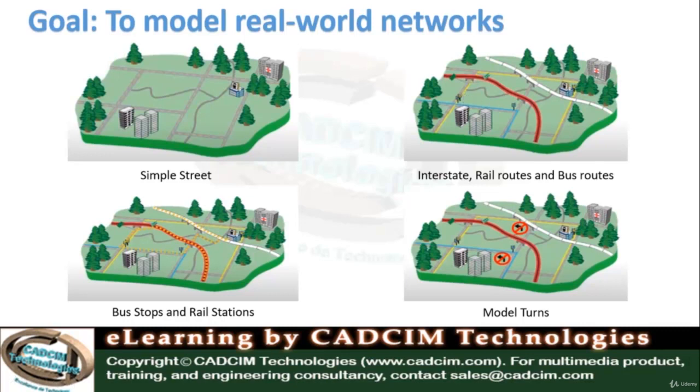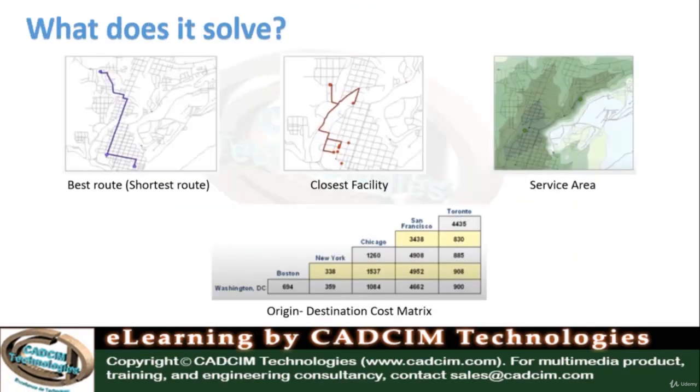With network analysis, it's possible to jump from one mode to another mode at various locations like bus stops and rail stations. In addition, you can model turns in order to restrict or penalize the travel through a set of features. So next, let's understand what kind of problem a network analysis solves.